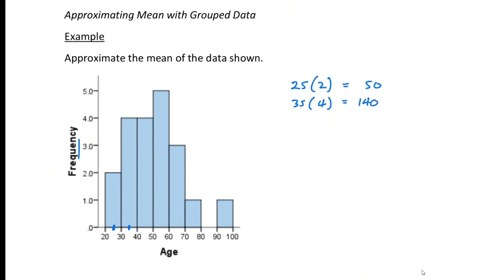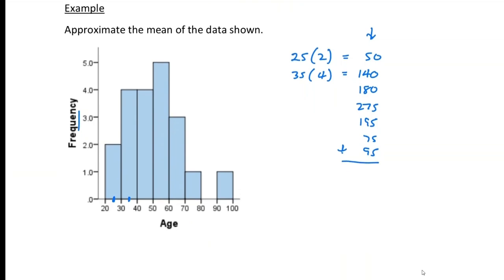I'm not going to write all of these out, but if I were to do this for every bar, the next bar, for example, would have a total sum of 180, the next one 275, 195, 75, and 95. So this column represents the sum of all of the data points in all of those bars. And if I add that all together, this is basically the numerator in finding the mean, right? This is my sum. I get 1,010.